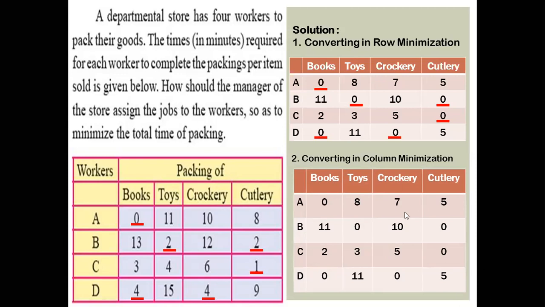Before we move on to the next step, please check in the column minimization step that every row and every column should have at least one zero. There is no problem if there are more than one zeros or all the elements are zero. The requirement is at least there should be one zero in every row and every column. Moving on to the third step.